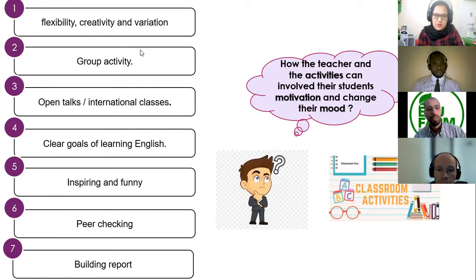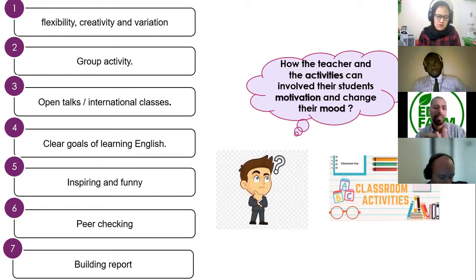Number 4, clear goals of learning English. You have to give them a real purpose for learning English or doing a task, one that relates to their context and their real life. For example, from my experience as a young learner, the teacher sometimes gave us vocabulary that we don't use in daily life. That is kind of boring and demotivating. That's why clear goals of learning English are so important to motivate them.